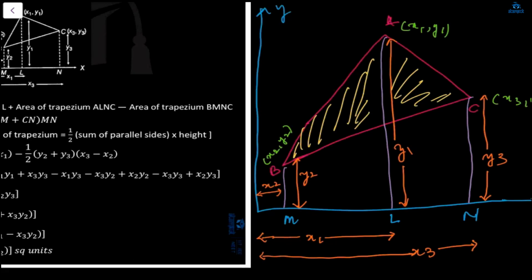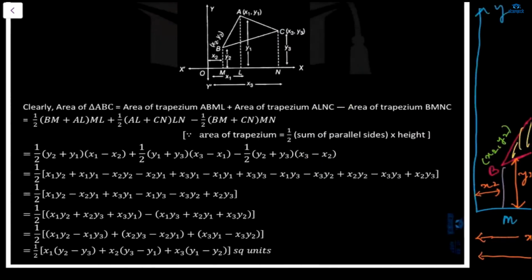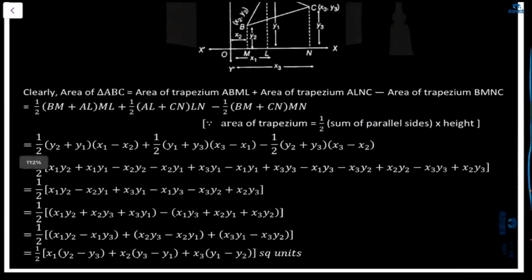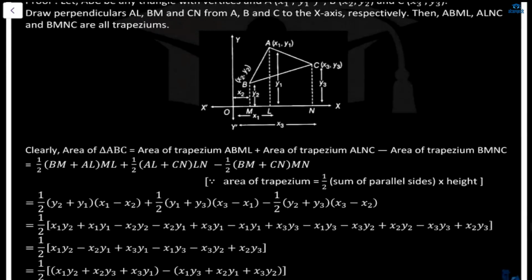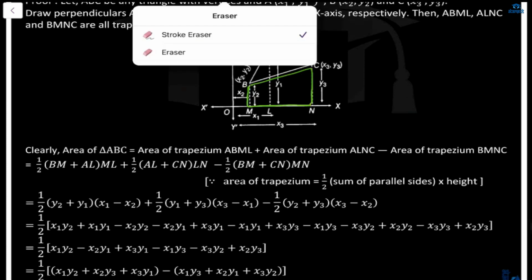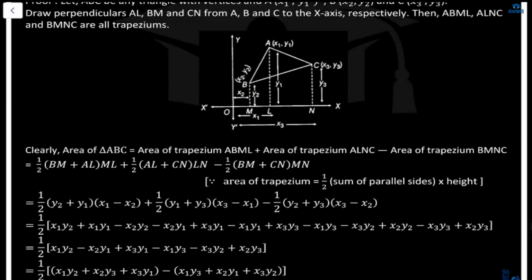Let me explain from here, line by line. The area of this triangle will be equal to the first two trapeziums minus this downward trapezium. One by one I will draw and show you, and then I will erase from here. The first trapezium you have is this, and the second trapezium that you have is this. Understood? Now you have to find the area of the triangle.